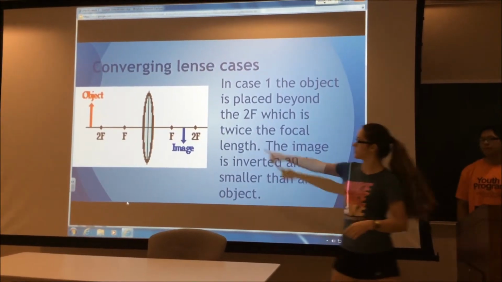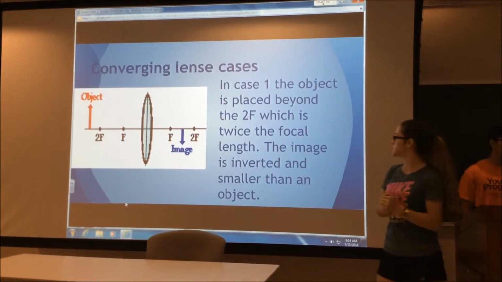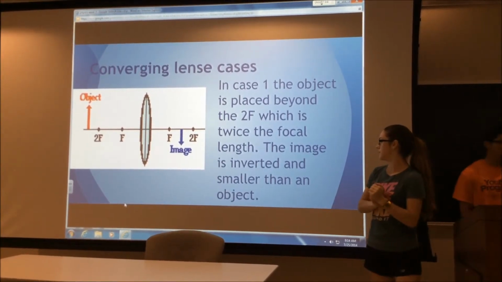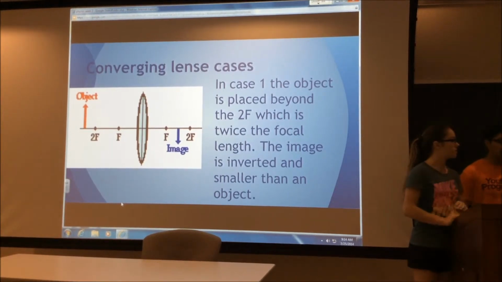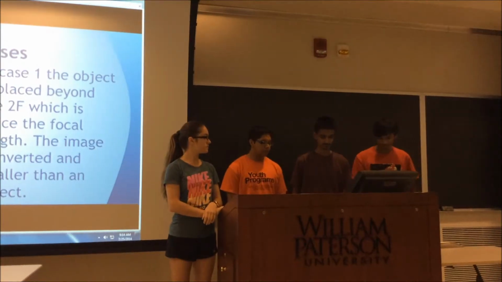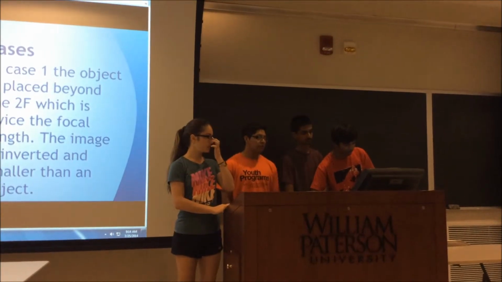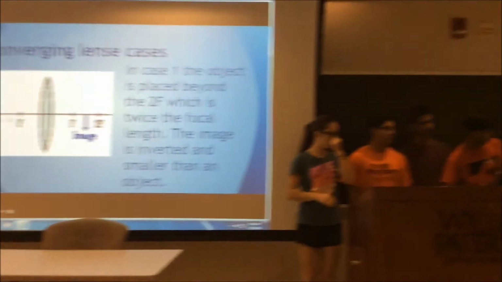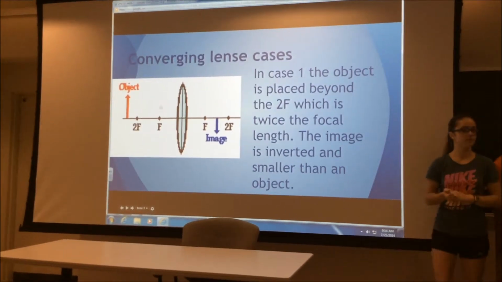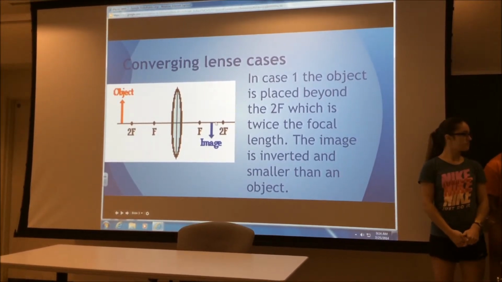In case 1, as you can see in the picture, the object is placed beyond the 2f, which is twice the focal length. The image is inverted and smaller than the object. So this is the lens here, and the object is placed right here, more than 2f, which is twice the focal length. And this is the image formed when the light rays go through the lens. It is inverted and smaller.